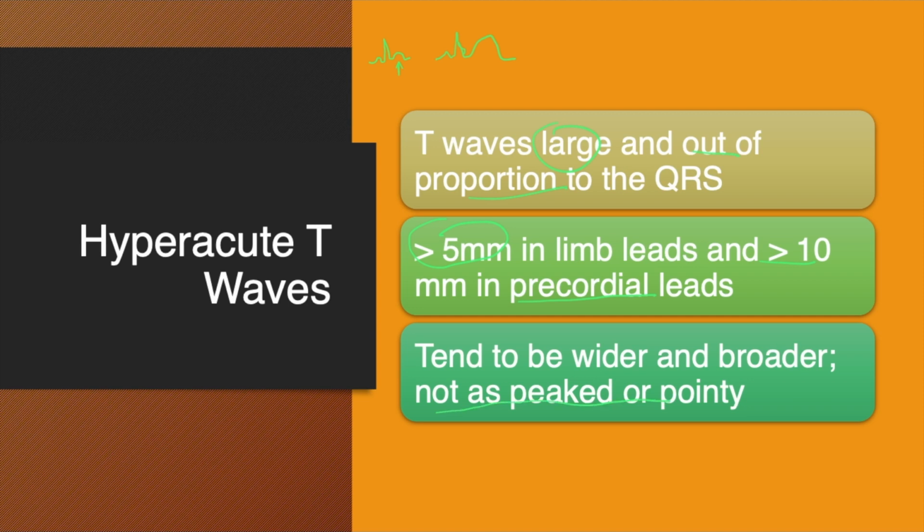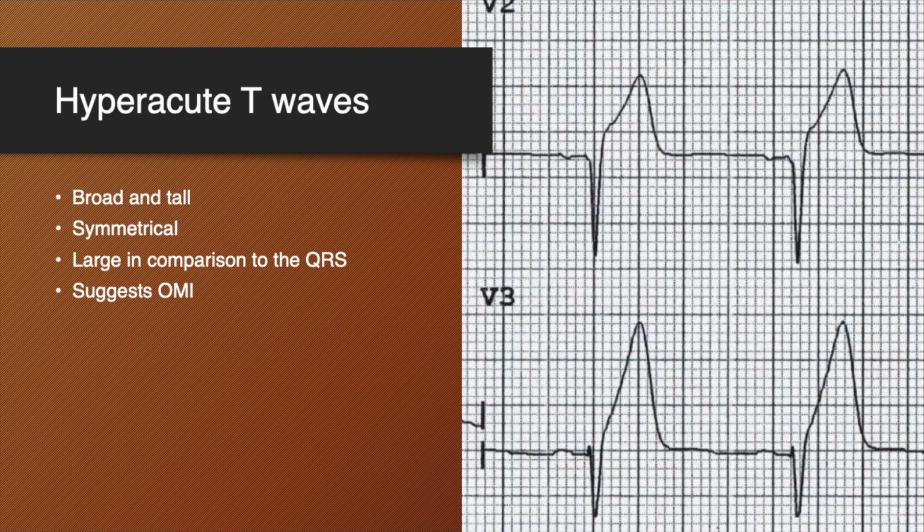All right, so a tall, peaked or pointy T wave that looks like this is called a tented T wave. That does not suggest a hyperacute T wave, but rather suggests an elevation in serum potassium levels, or hyperkalemia. This is a classic finding in hyperkalemia, and I'm going to show you some examples here in just a bit. So this is what the classic hyperacute T waves look like.